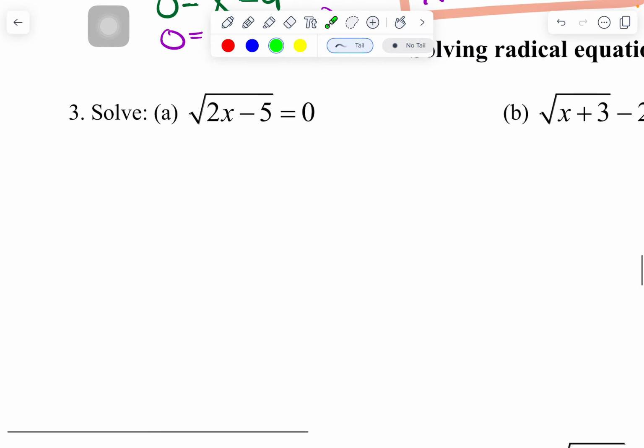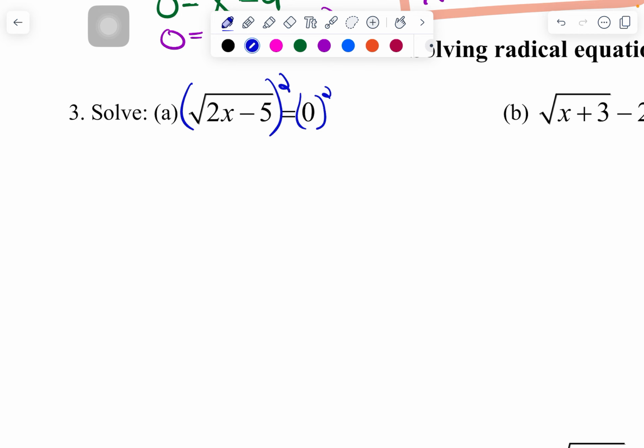So to solve a radical equation, like problem number 3, part A here, we have a radical, it is equal to 0. We are going to undo the radical by squaring both sides. Everything in math has an inverse operation, and the inverse to square root is to square something. So on the left side, the square and the square root undo, leaving behind 2x minus 5, and 0 squared is still 0. And let's solve it.